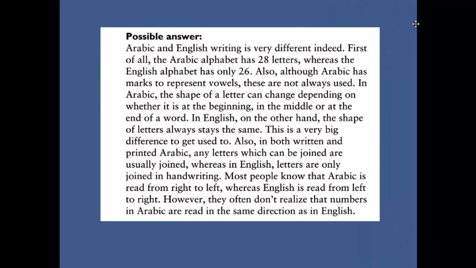Here we have some possible answers. Arabic and English writing is very different indeed. First of all, the Arabic alphabet has 28 letters, whereas the English alphabet has only 26. Also, although Arabic has marks to represent vowels, these aren't always used. In Arabic, the shape of a letter can change depending on whether it's at the beginning, in the middle, or at the end of a word. In English, on the other hand, the shape of letters always stays the same.